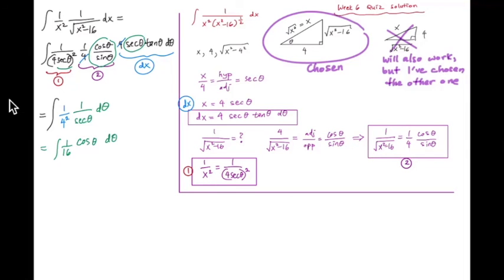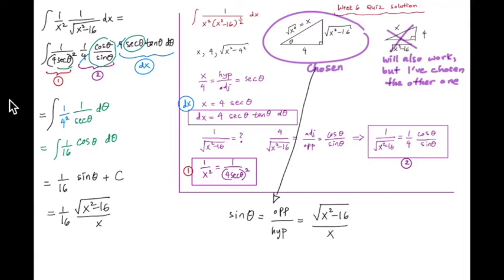So this is good because we know how to integrate cosine. The antiderivative of cosine is sine. So I have sine theta plus the constant. And we're almost done. We just need to replace the sine theta with some expression in terms of x. So now I look back at the triangle. Sine theta is opposite over hypotenuse. So I have square root of x squared minus 16 over x plus a constant.